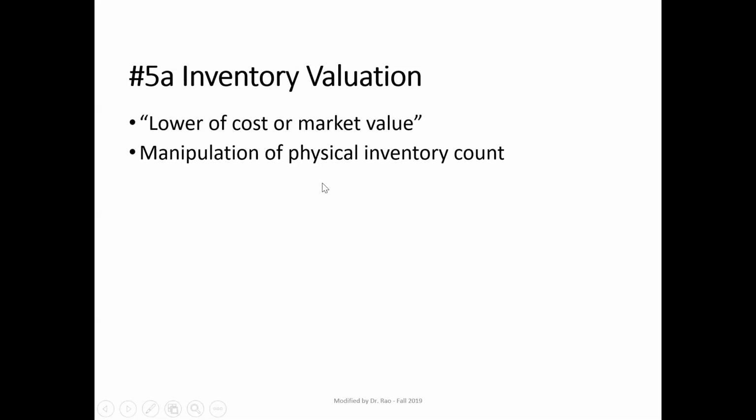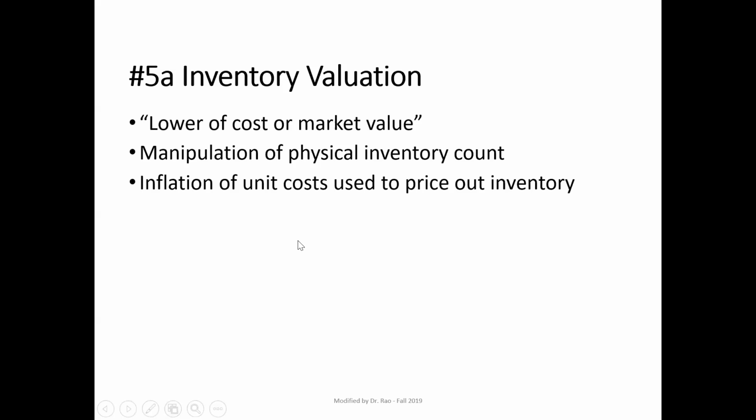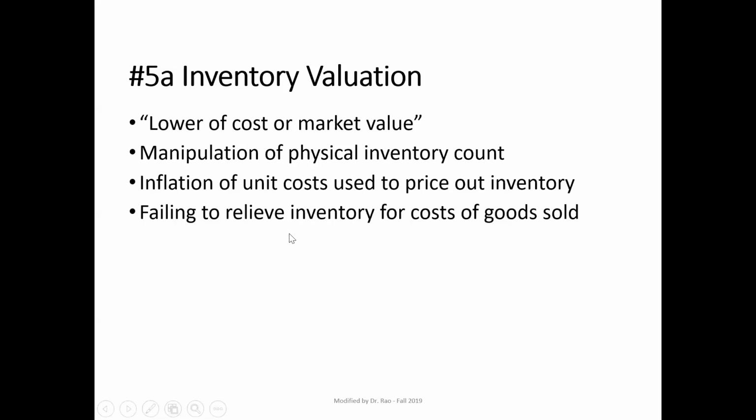Manipulation of physical inventory counts. Obviously, if someone is stealing inventory, they want to manipulate the physical count. Inflating the unit cost used to price out inventory. Again, all of these are desperate measures. One of two reasons: someone is stealing inventory, or they are unable to sell inventory and they've said that they've sold that inventory. Failing to relieve inventory to cost of goods sold. Phantom inventory, that is making up inventory when it is not there.